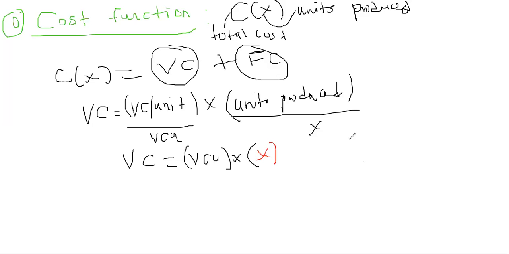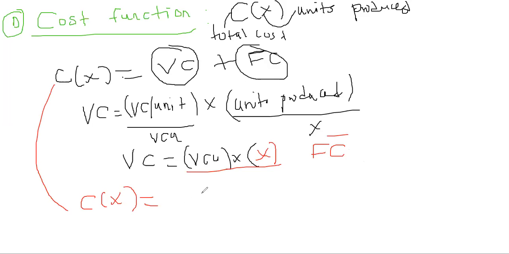What about fixed cost? Normally fixed cost, the name itself is self-explanatory. It's just fixed. It just takes a number. There is no particular formula to it. So at the end of the day, our total cost, which is a function of units produced, will be VCU multiplied by X, then plus fixed cost.